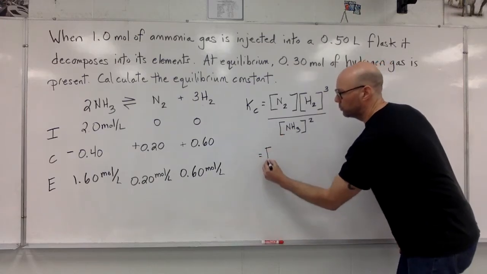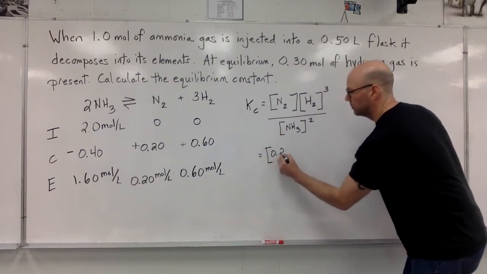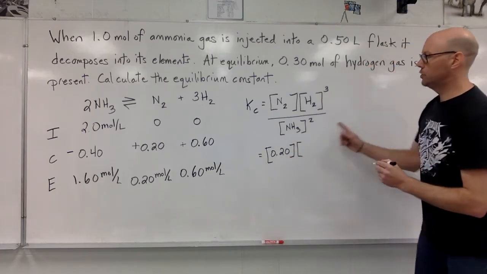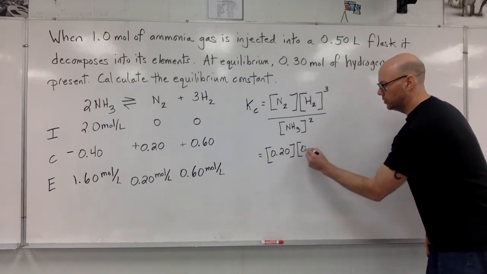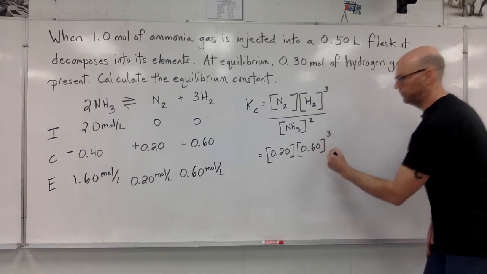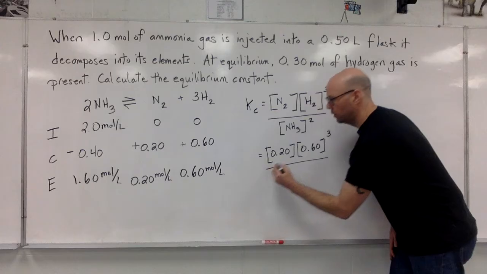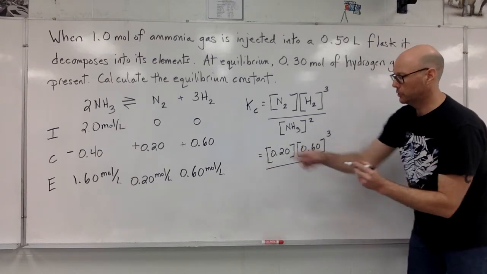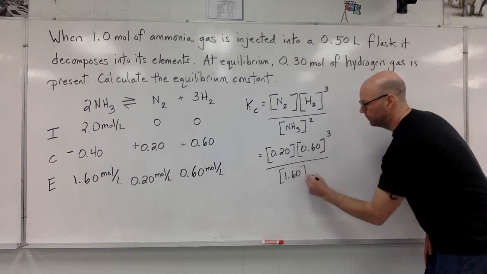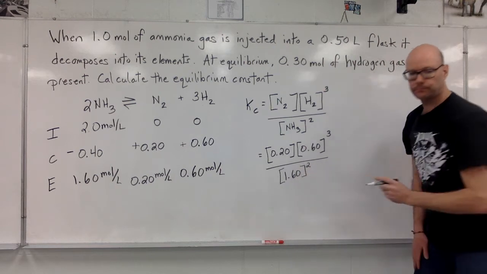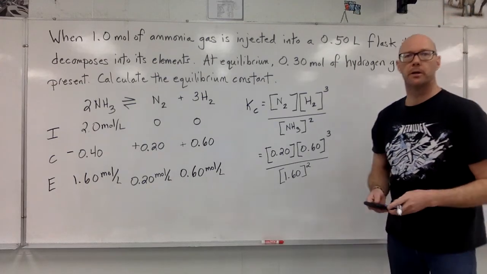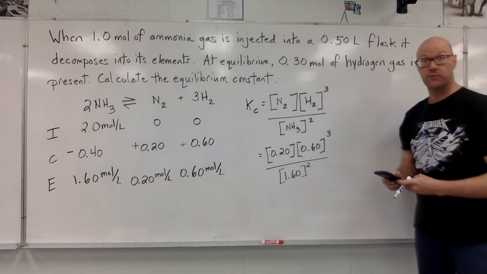We can now substitute our equilibrium concentrations into the equilibrium law. The nitrogen was 0.2. The hydrogen was 0.6, 0.60. We're going to cube that. It's over the concentration of the ammonia, 1.60. That's going to be squared. We need to be conscious of how we punch this into our calculators. We want to make sure we arrive at the right answer if we made it this far.